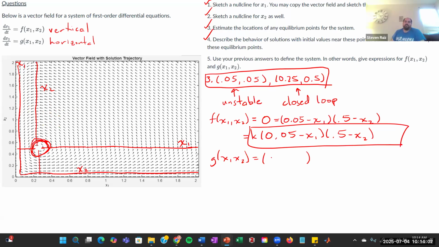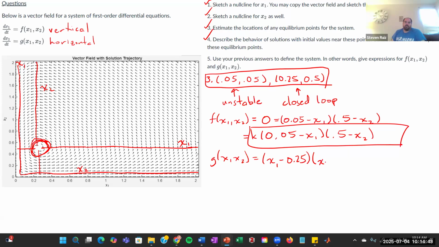So I believe this is going to be correctly written as x1 minus 0.25. Because if I say, let's say x1 is 1 out here somewhere, then what's the value of dx2/dt? It's going to be positive because those slopes are upward. All right, what's my other nullcline for x2? It is a horizontal line, and we said it was at 0.05.